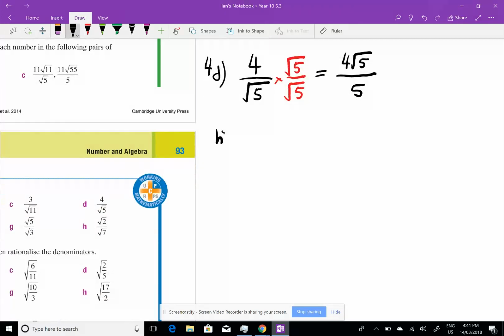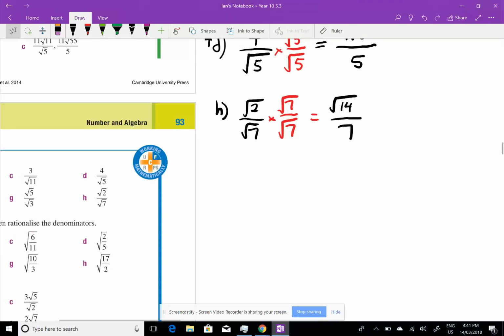Here's 4h. I've got root 2 on root 7. Now, I don't care about the numerator. What I'm looking at is the denominator. I want to make the denominator a rational number. So I'm going to multiply by root 7. And again, if I do it to the bottom, I do it to the top. Root 2 times root 7, root 14. Root 7 times root 7, 7. Now don't try and cancel. You can't cancel with the top and the bottom because that's root 14. It's not 14.